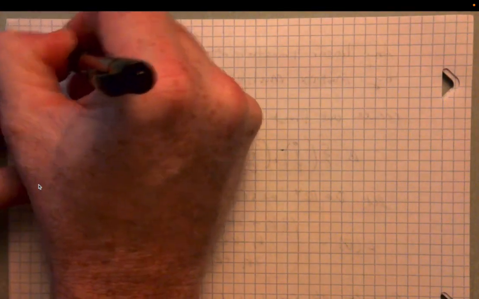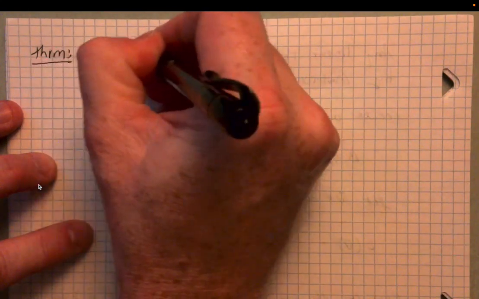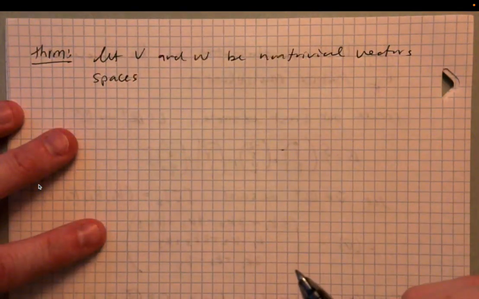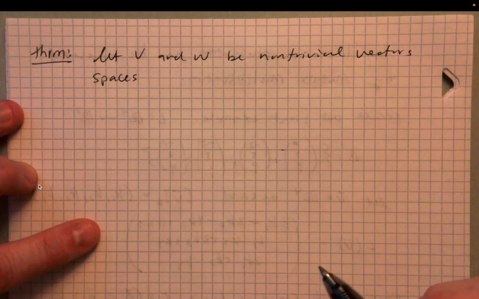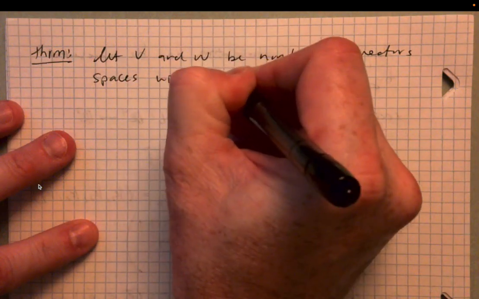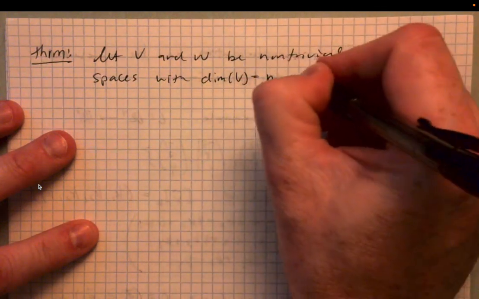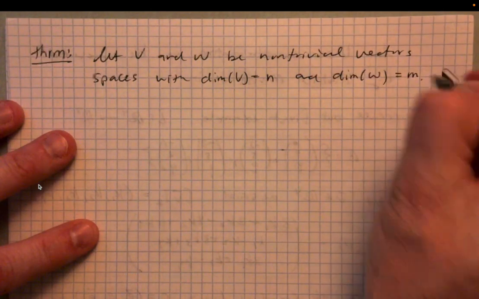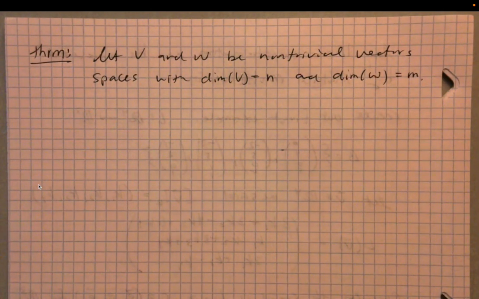Okay, and so let's look at the theorem for this. Let's look at the theorem for what this matrix is. So we're going to let V and W be non-trivial vector spaces. We're going to let the dimension of V be n, and the dimension of W be m. So you've got n-dimensional and m-dimensional non-trivial vector spaces.